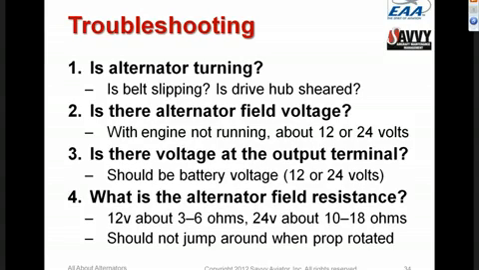Frequently, we can bench check an alternator by measuring the resistance across the field. If it's a 12-volt alternator, it ought to be somewhere in the order of 3 to 6 ohms, and if it's a 24-volt alternator, it should be something on the order of 10 to 18 ohms. And if we turn the alternator shaft, the field resistance shouldn't jump around a bunch. If it's jumping around, then we know that there's a problem with the brushes and slip rings, and that's probably what our issue is.